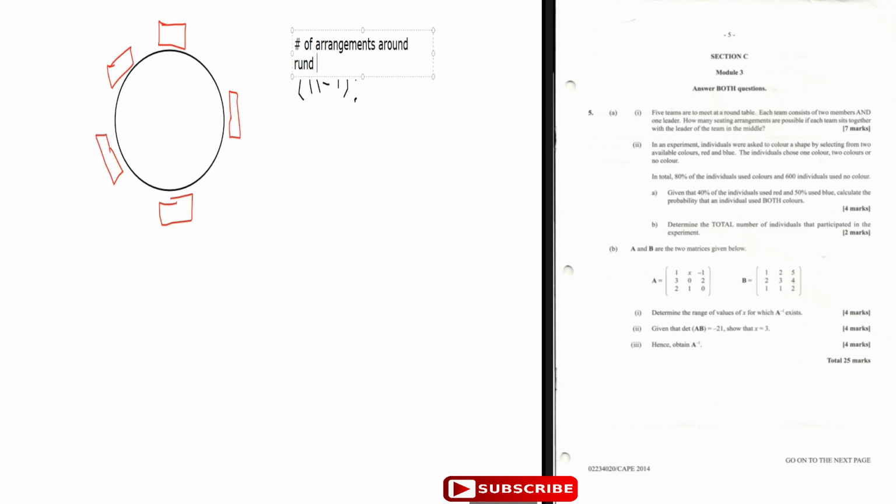Around a round table, the number of arrangements is given by n minus 1 factorial. In this case, n is 1, 2, 3, 4, 5, so it's going to be 5 minus 1, which is 4 factorial. But when I finish it, we need to multiply by the different combinations of how the teams are seated.